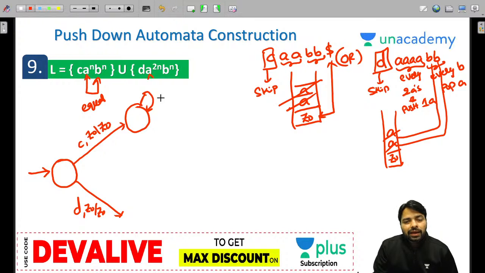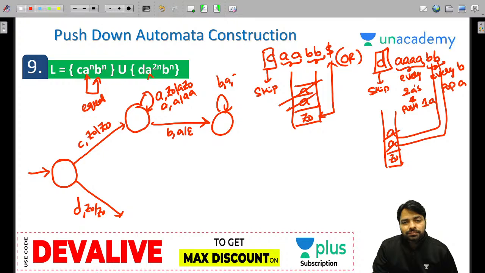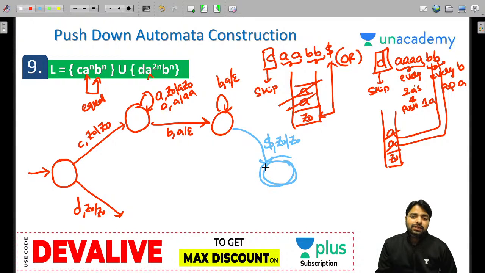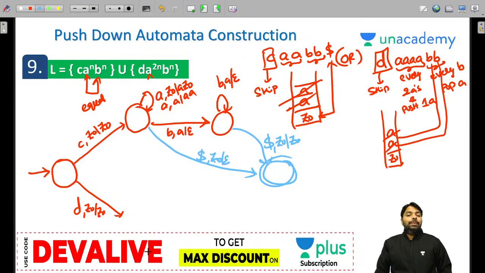Any A, push. If B comes, pop. But one equality we need to check. Now here dollar Z naught, go to final. And especially single C is also valid. So here directly dollar Z naught can come. Single C is valid. After C without A B also we can accept. Special case, that is. It's okay.